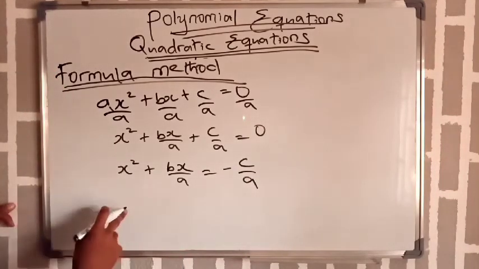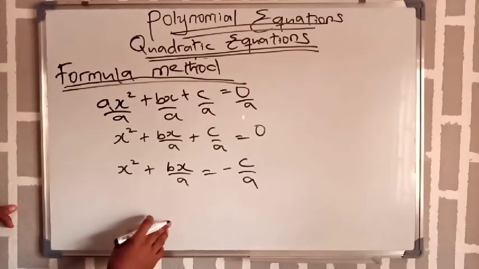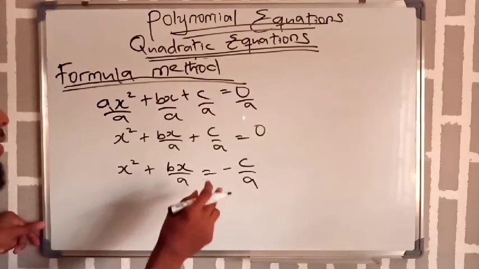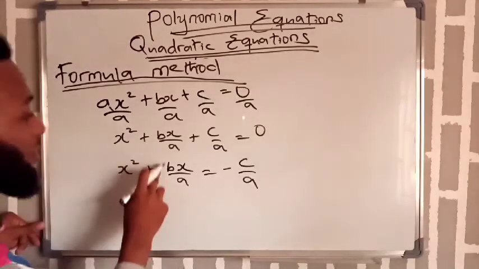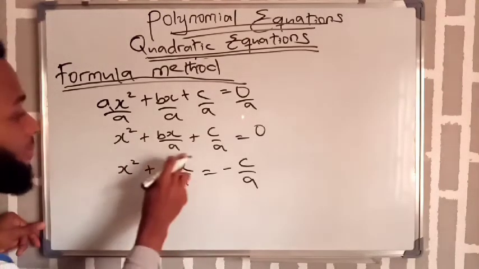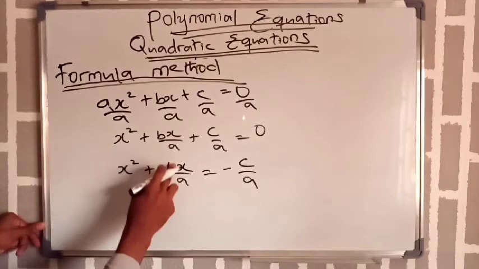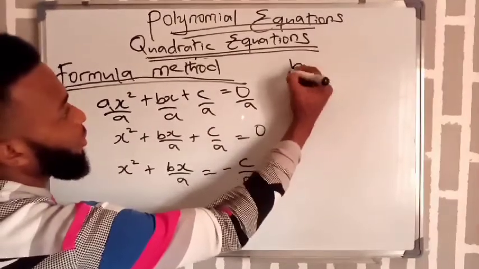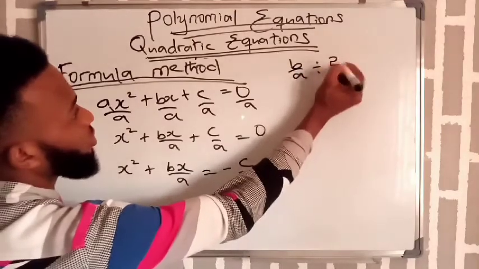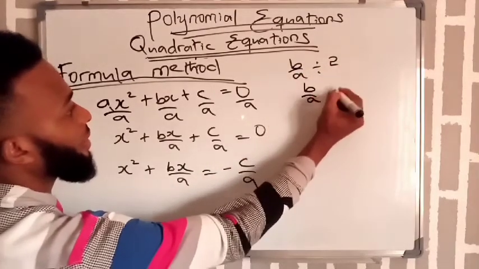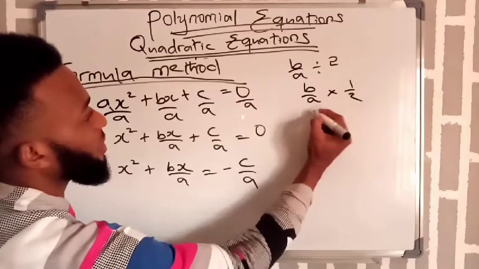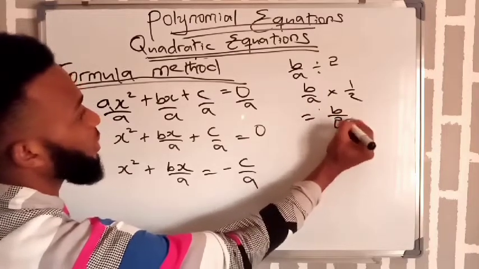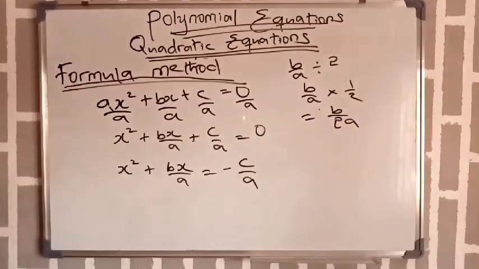So after doing that, I told you to divide here by 2. The coefficient of this, which is b over a, we divide it by 2. That's b over a divided by 2, which is b over a times 1 over 2, which equals b over 2a. So we're going to be adding this to both sides.